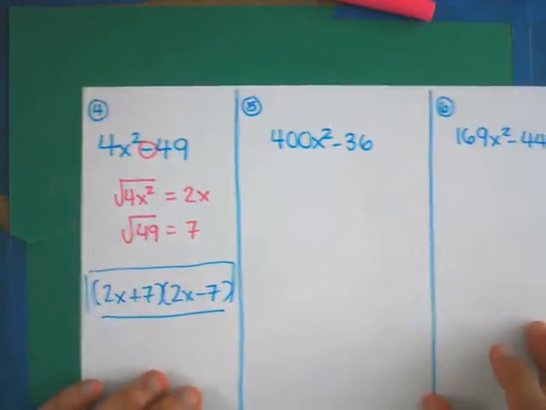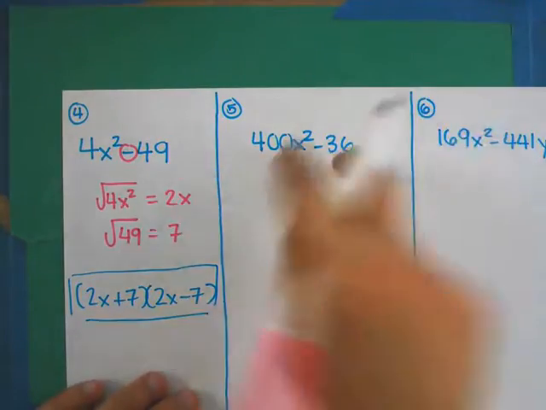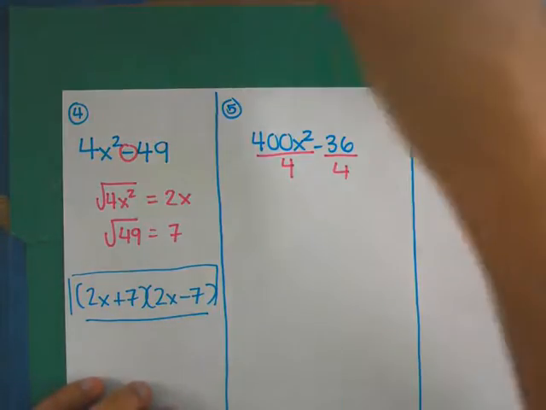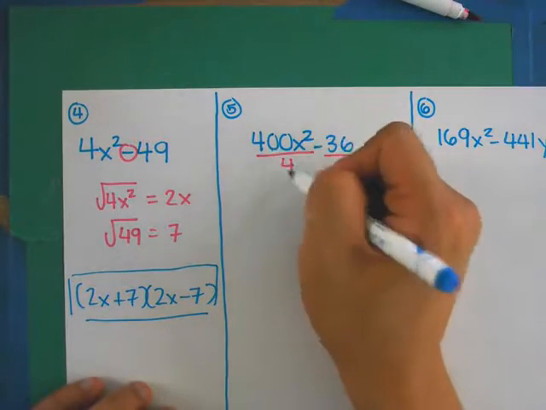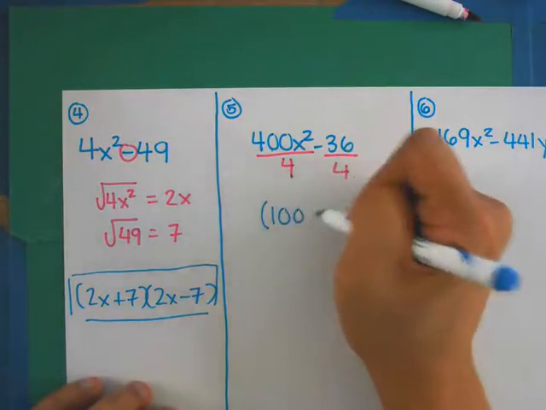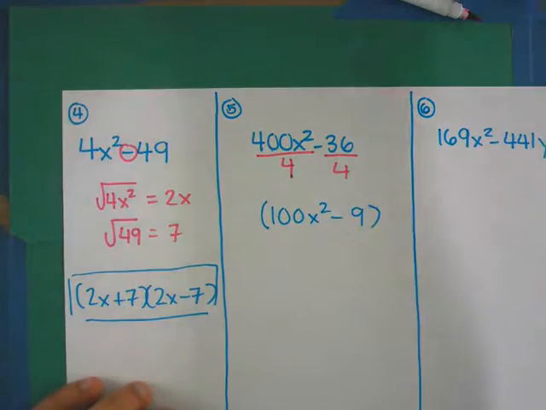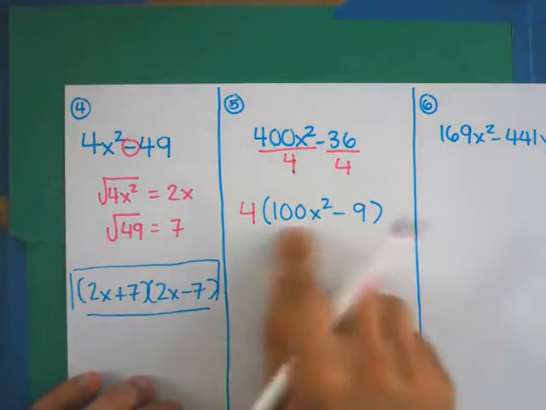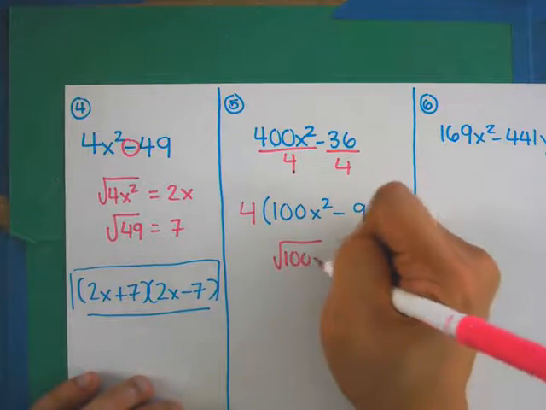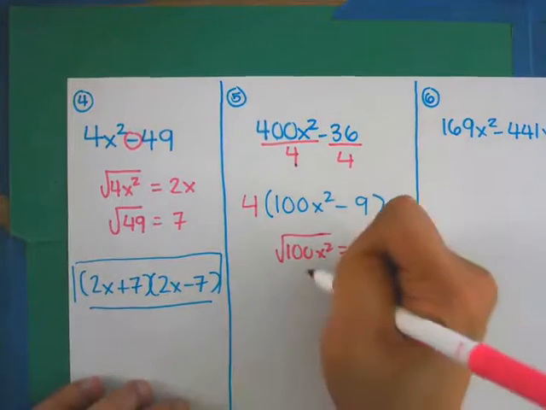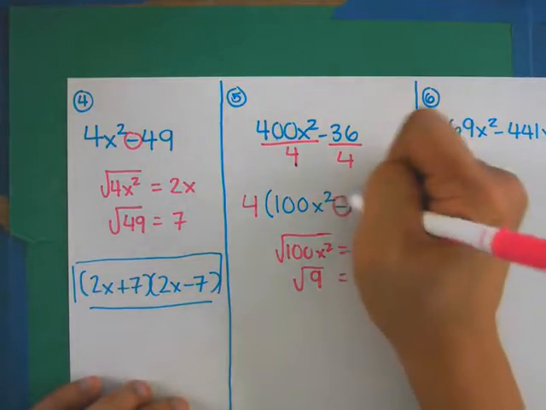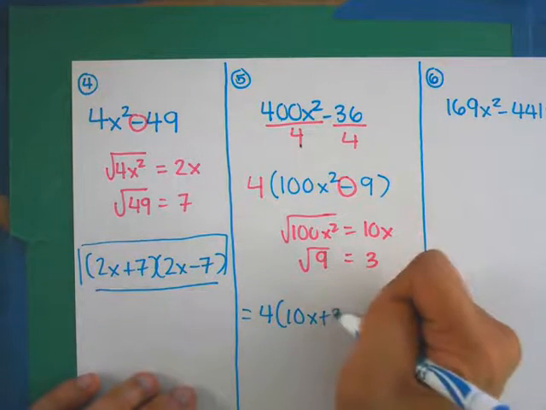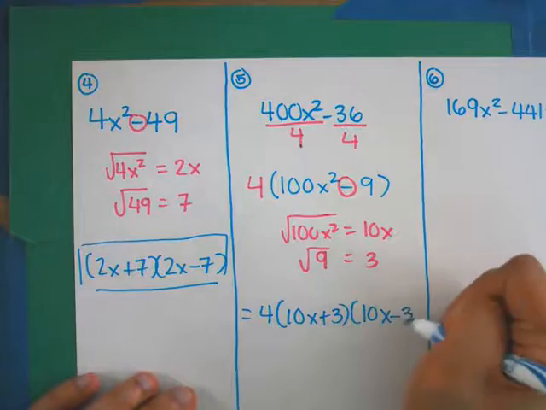Okay. All right. Can we take out a GCF? Is there a GCF? The answer is yes, and more than likely we can take out a 4. Then that way what's going to happen is 400 divided by 4 is going to be 100x squared minus 9. Okay, and then we can square root these. 100x squared is going to be 10x. Square root of 9 is equal to 3, and there's a minus sign, and so your final answer is going to be 4, 10x plus 3, and then the other one's going to be 10x minus 3.